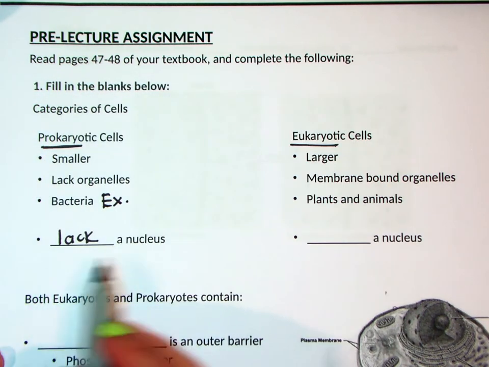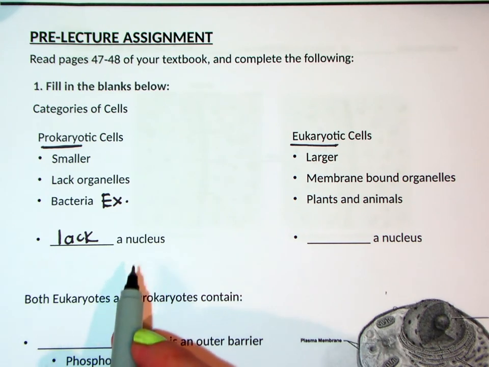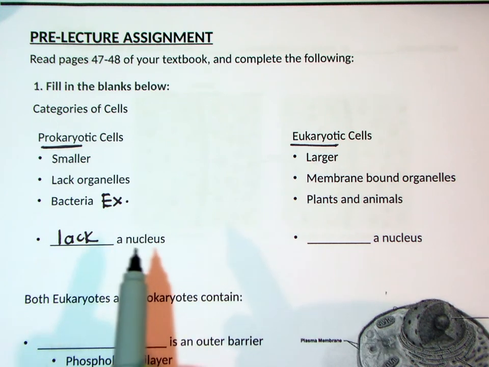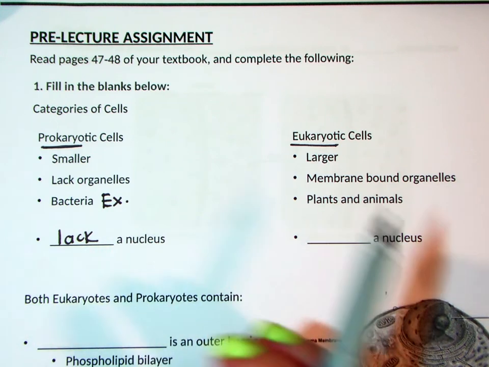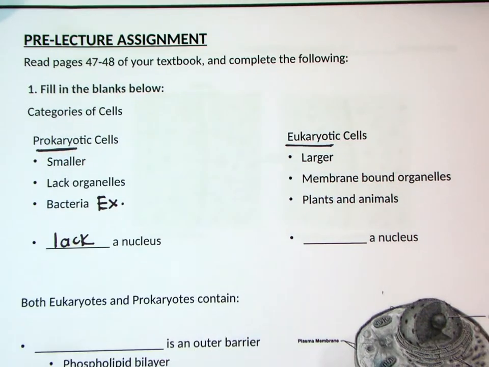And I've already filled this in. They lack a nucleus. They do not have a nucleus. They still have DNA. It's just kind of strung throughout the cell. Whereas in eukaryotic cells, it's kind of organized and compacted within this organelle called the nucleus.